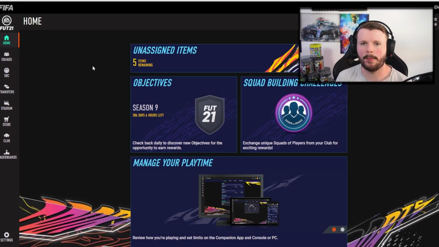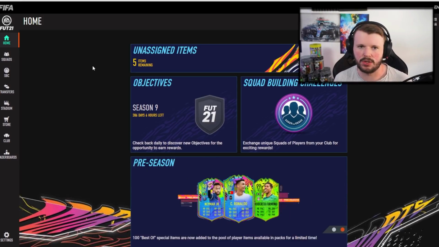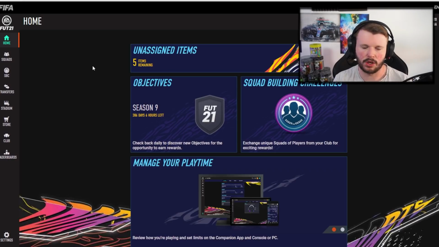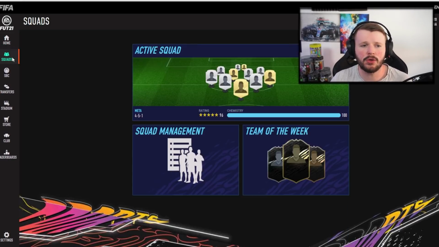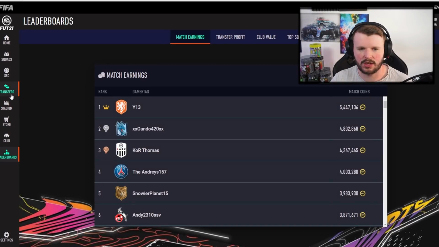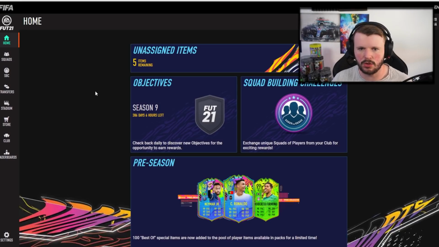What is the web app and what is the companion app? Because there's two differences. The web app is where you go onto a computer and you are logged in on a browser. You type in ea.com, FIFA Ultimate Team web app, and you can go on here. You can go through and look at your squad. You can do SBCs, you can trade, you can open packs, you can look at the leaderboards, all that sort of stuff. You can basically do everything you can in the menus, but you just can't play games. Obviously, it's not the actual game.